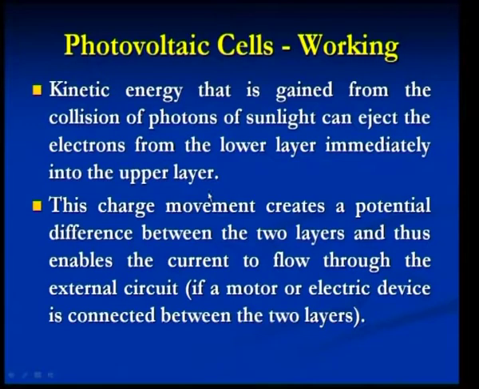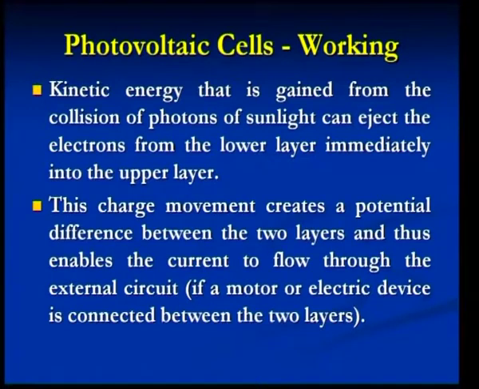That means, the kinetic energy possessed by the photons coming from the sunlight, when they fall on the lower layer, has the capacity to eject or excite the electrons present in the outermost layer of the atoms in the lower layer. Hence, when these electrons capture the kinetic energy available in the solar radiation falling on them, they get excited and can get shifted into the upper layer, which has a higher energy level. This charge movement creates a potential difference.